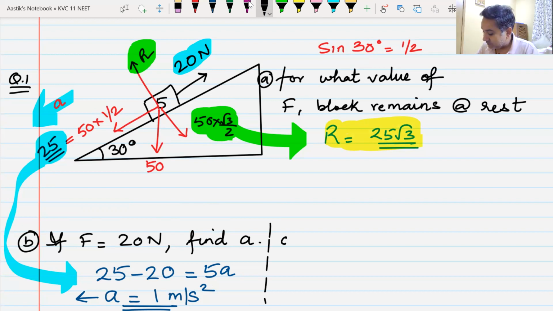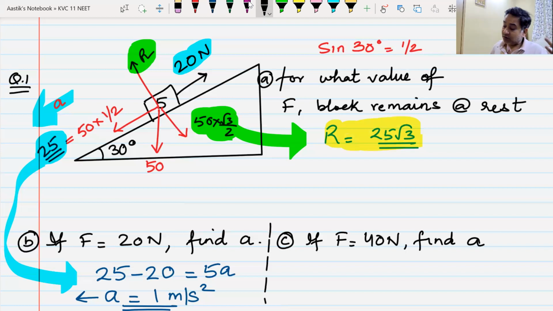Question number C comes now. If F is now 40 newtons, find A. In first case, you had to find out the value of A when the block was at rest. In second case, force was given as 20 newtons. We have found out that the block moved downwards with an acceleration A, 1 meter per second square. Now, I've changed the force to 40 newtons and now I'm asking you the same question. What is the acceleration, my dear friends? And your time starts now.